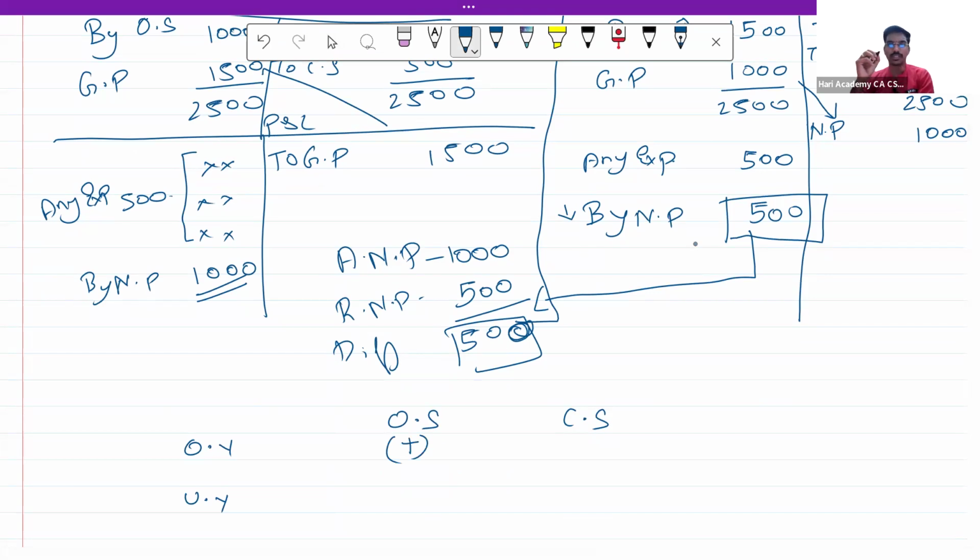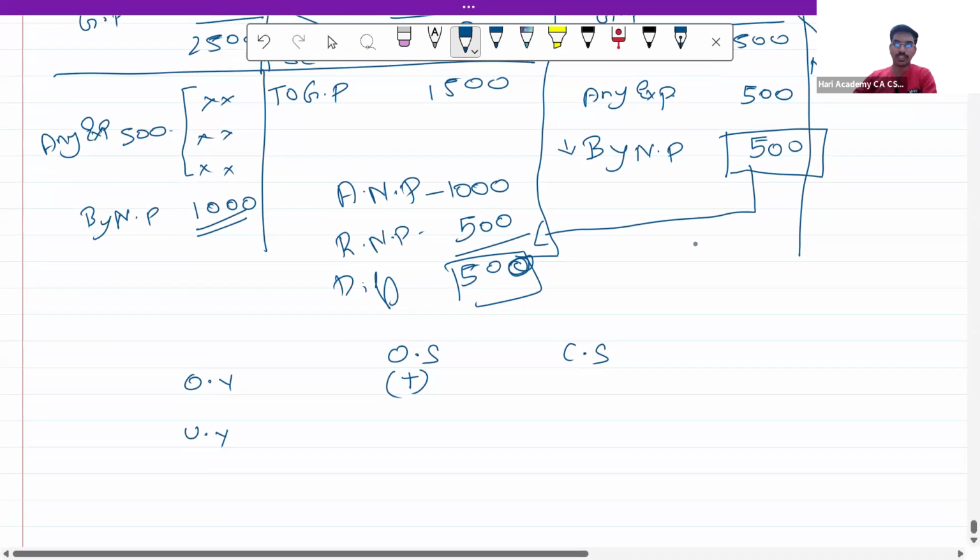Overvaluation of opening stock is to be added to the net profit to arrive at the income tax profit. Let me repeat it again. Overvaluation of opening stock is to be added to the net profit to arrive at the income tax profit. Remember this one point alone. This is the only mantra. All the other three are balancing figures.